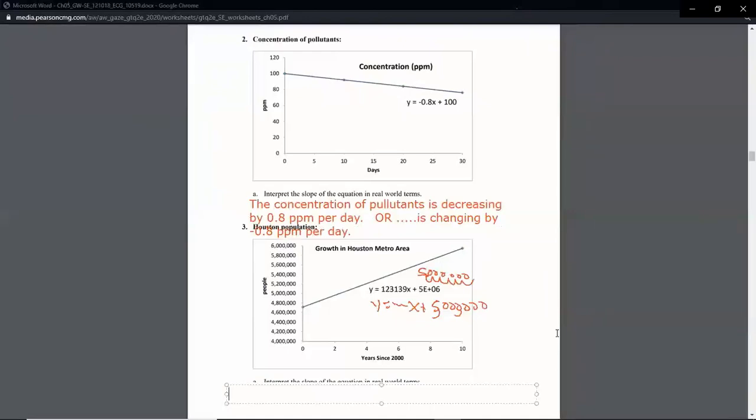So the slope. We're talking about the growth of population. We're talking about the growth of the people, specifically for Houston. So the Houston metro population is changing by, or because it's going up, is increasing by, and then we write the slope, which is 123,139. And then we do the ratio of the two different units. Well, we're talking about people and we're talking about years. Now, that doesn't just say years, it says years since 2000. That is going to be a very important distinction as we move forward.